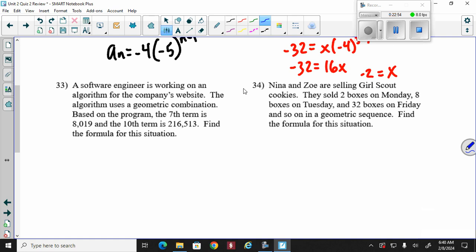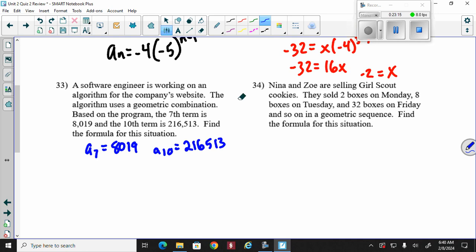All right. A software engineer is working on an algorithm for the company's website. The algorithm uses a geometric combination. So it says A of 7 is 8,019. And then A of 10 is 216,513. So you're literally doing the same exact thing.